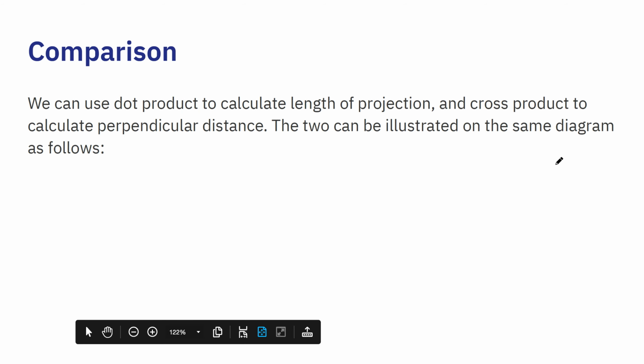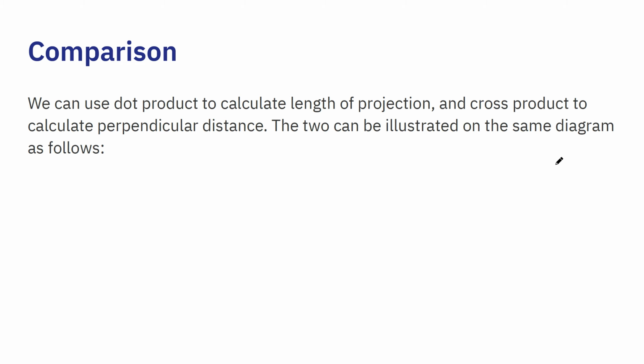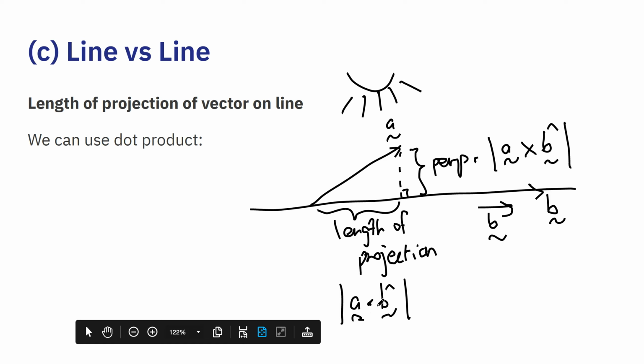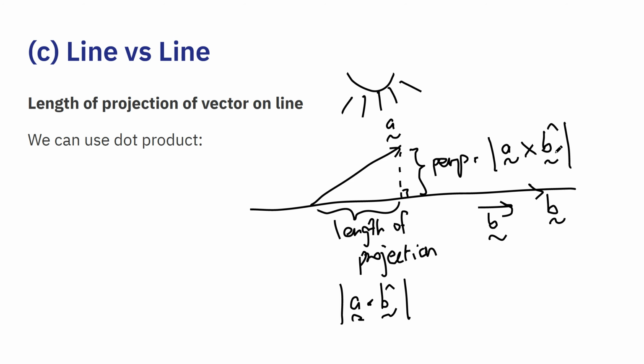Okay, so now we can use the dot product. This was actually mentioned in the previous slide, so I've already illustrated it on the same diagram as shown over here. The length of projection here for this vector is A dot the unit vector of B. And the perpendicular height here is A cross the unit vector of B.